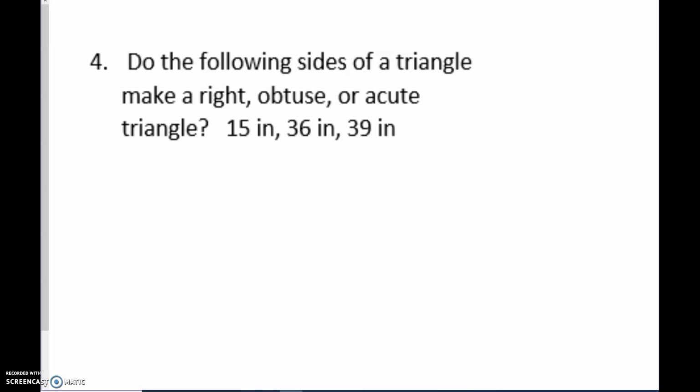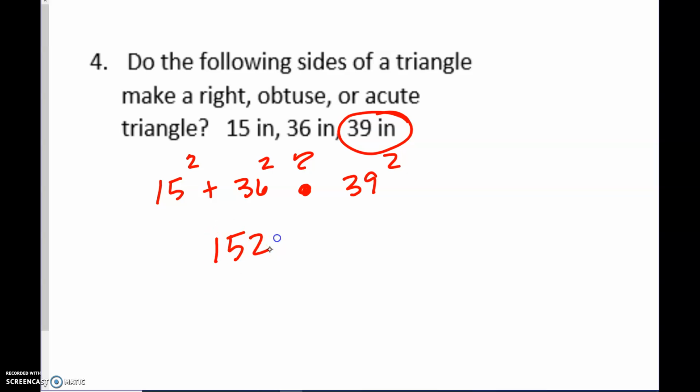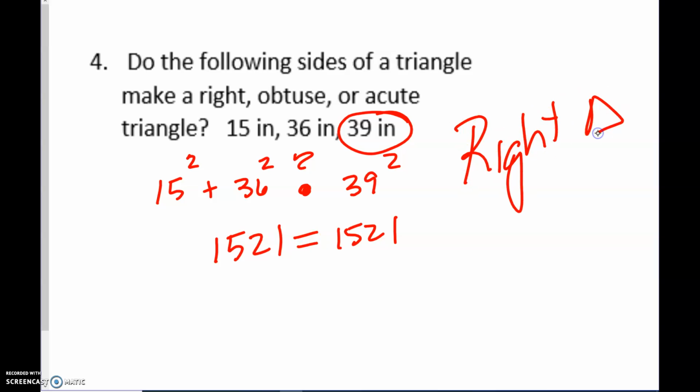All right, do the following sides of a triangle make a right triangle, an obtuse triangle, or an acute triangle? I'm going to check to make sure my numbers are in order. I want 39 to be the one that stands alone. So 15 squared plus 36 squared: does that equal, or is it bigger or less than 39 squared? 15 squared plus 36 squared is 1521, and 39 squared is also 1521. Because they're equal, this is a right triangle.